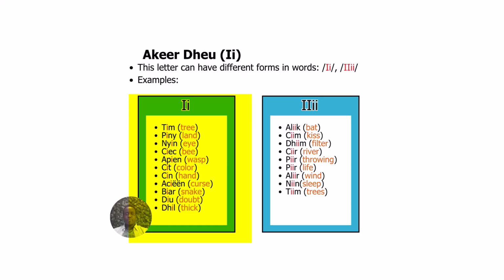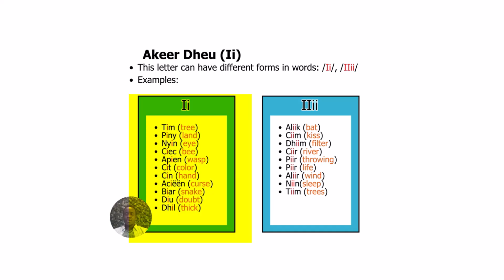Team, tree. Pin, land. Nyin, eye. Che, bee. Apien, wasp. Chit, color. Chin, hand. Achien, curse. Biar is a type of snake. Dheu, doubt. Vil, thick.